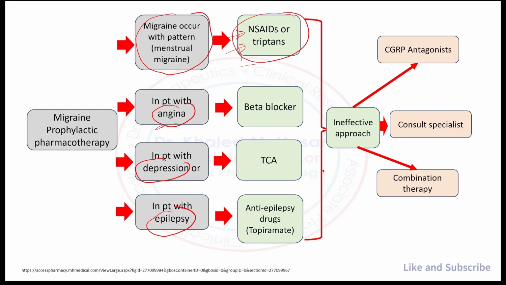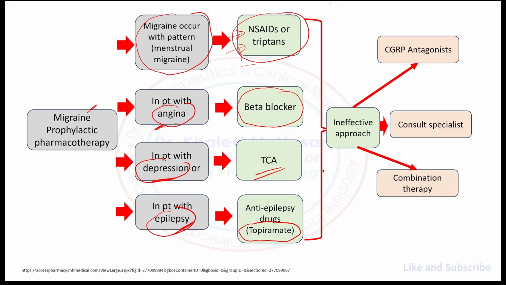If the patient suffers from angina and migraine, for prophylactic therapy the ideal choice will be beta blockers such as propranolol and timolol or other medications belonging to the beta blockers, and we recommend something lipophilic. If the patient suffers from depression, tricyclic antidepressant and venlafaxine. If the patient suffers from epilepsy, topiramate, one of the best medications, followed by valproic acid.